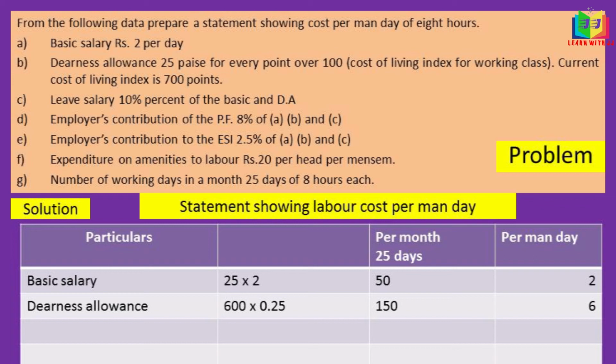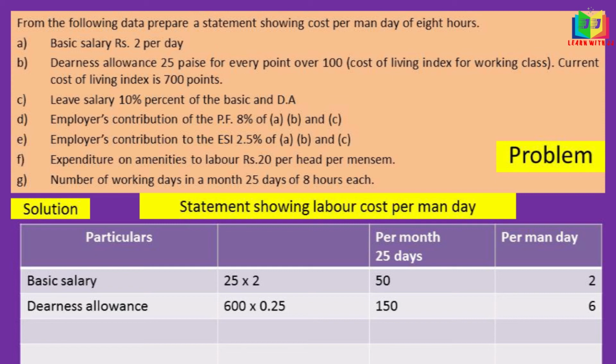Are you clear with this DA? It's given clearly, that is 25 paise for every point over 100. So from 100 to 700 we have 600 points. For that 600, 25 paise for every point. So for month we'll get 150, and for a day 150 divided by 25 we will get 6.